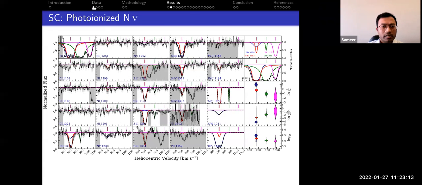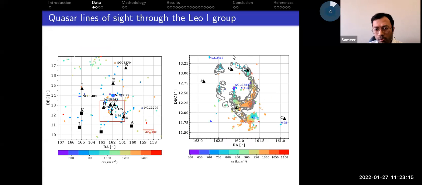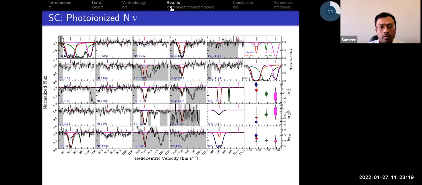Now sightline C. Sightline C is close to the absorption. Here we have four different components, the bulk of the absorption coming from this C2 component there. And there's also nitrogen 5, a broad nitrogen 5. We also see absorption in silicon 4 and silicon 3.